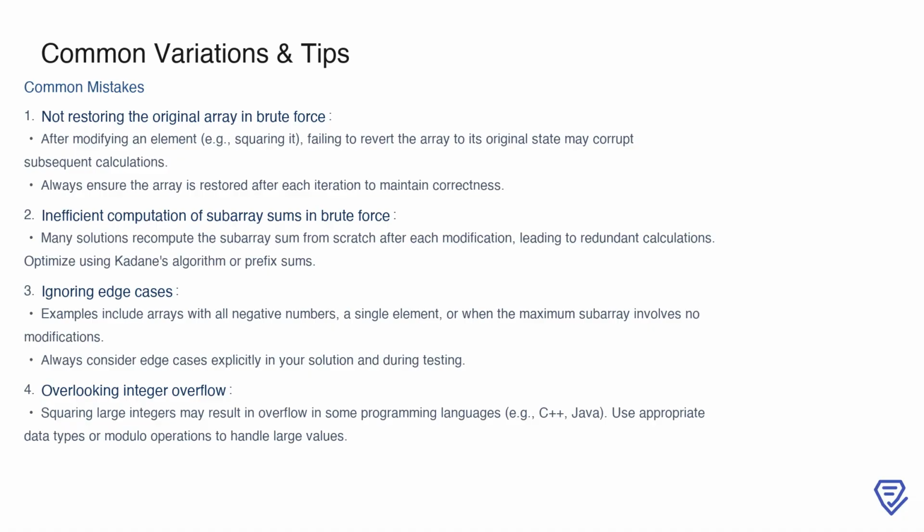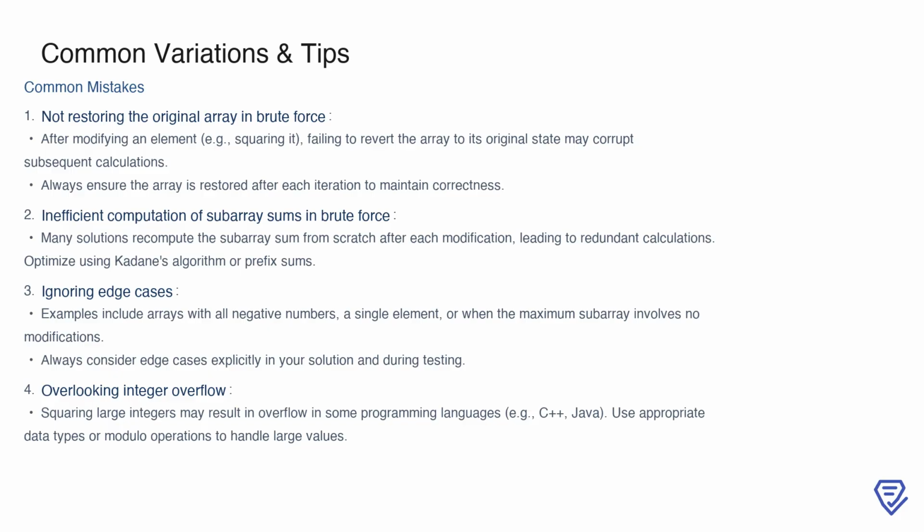When tackling this problem, there are a few common mistakes to watch out for. First, if you're using a brute force approach that modifies the array, such as squaring an element, you must ensure the array is restored to its original state after each iteration. Failing to do so can lead to corrupted calculations in subsequent steps. Another issue is inefficiently recomputing subarray sums during brute force. Redundant calculations can slow down your solution significantly, so consider using optimized techniques like Kadane's algorithm or prefix sums.